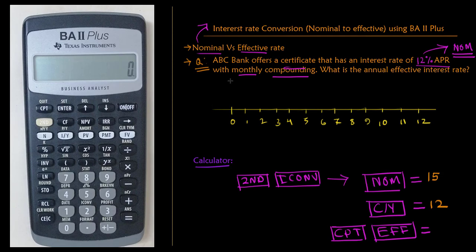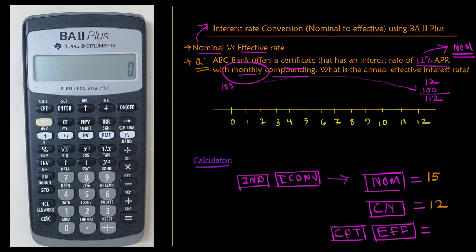Now before we go to the calculator, let's say you invested $100 here. Then on that $100 you'll receive $12 interest after 1 year. So after 1 year you'll receive $12 interest, and you'll also get your principal back. So you'll get $100 back, and in total you'll get $112. That's what your APR or the nominal interest rate says, but it should be compounded monthly, right?